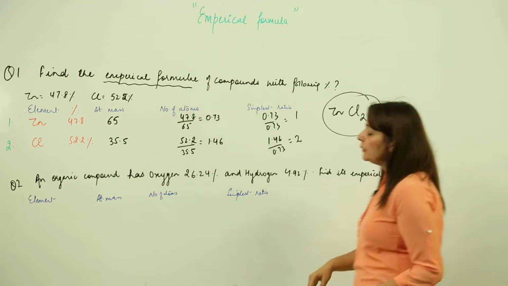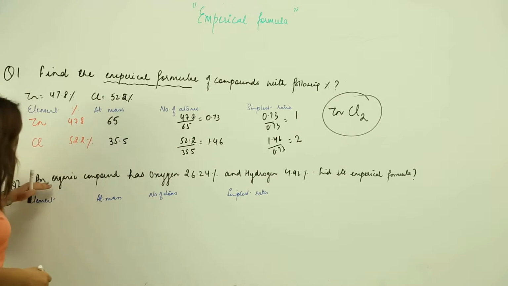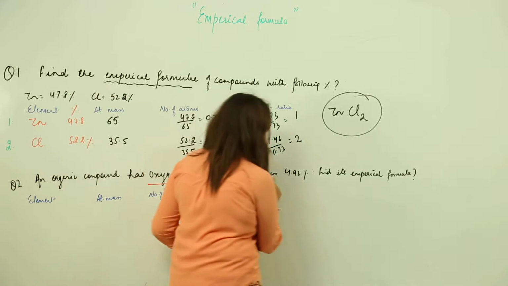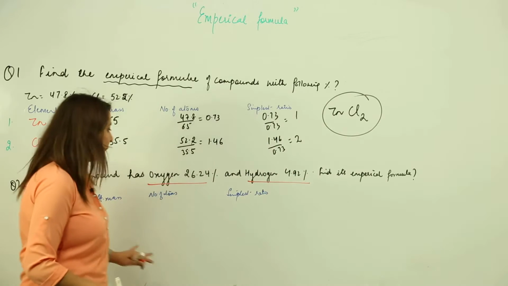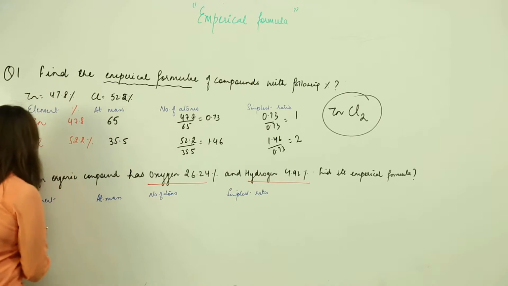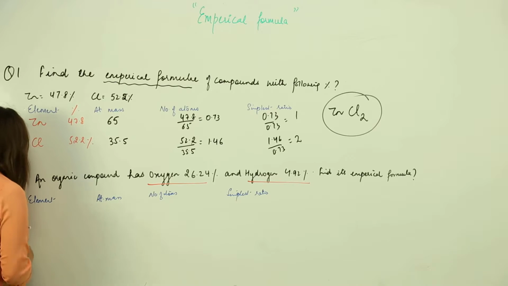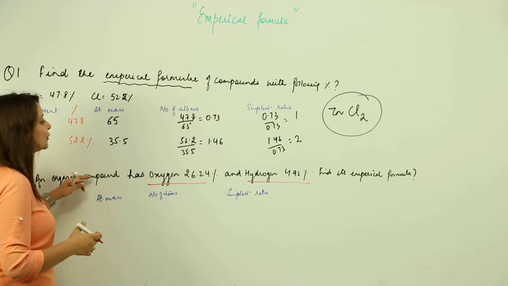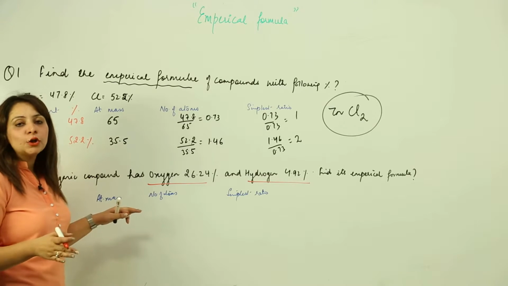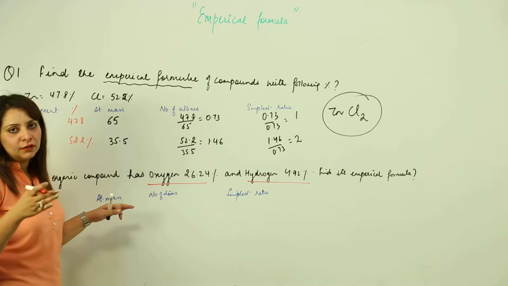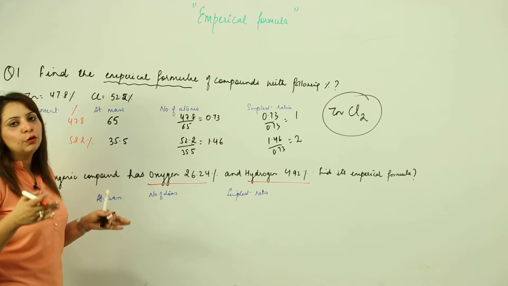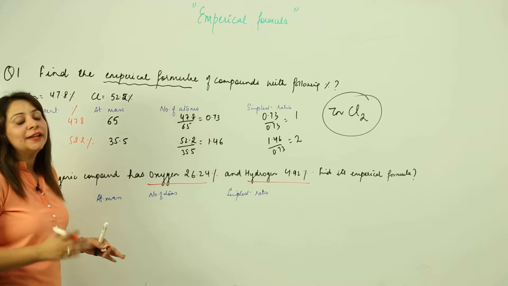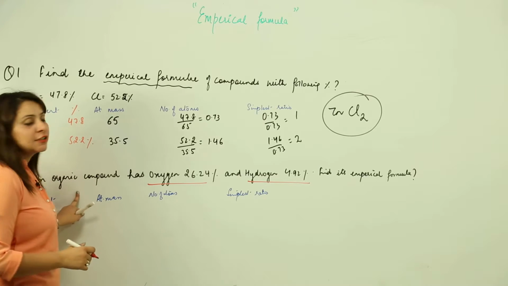Likewise we will be doing the second one. In this, we have an organic compound which has oxygen this much and hydrogen this much, and you need to find the empirical formula. The data is already given to us: we have carbon, hydrogen and oxygen, but no percentage of carbon is given. But you know that an organic compound cannot be formed when there is no carbon atom. The compulsory condition for all organic compounds is that they contain carbon. That is why they are called organic compounds. So we need to find the percentage of carbon first.